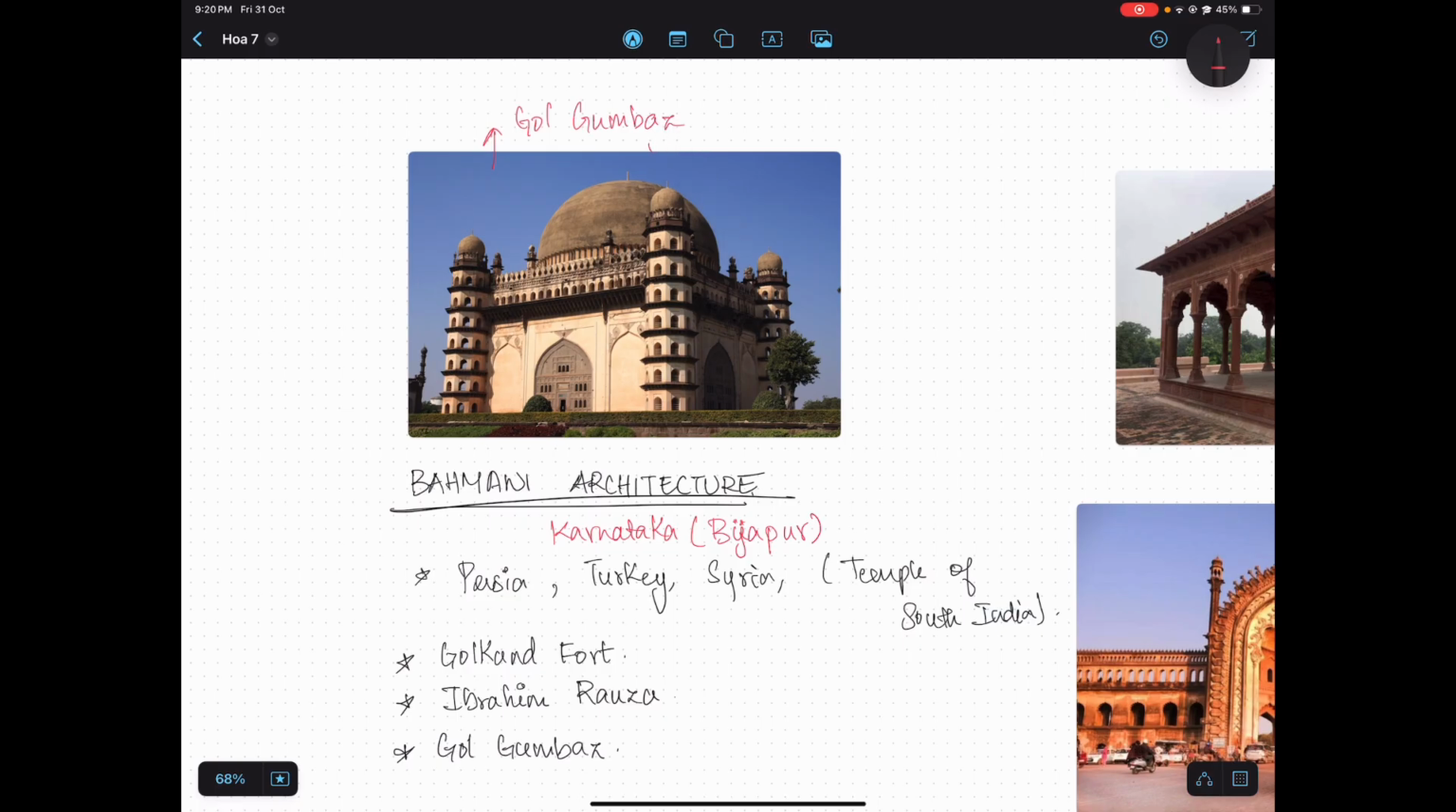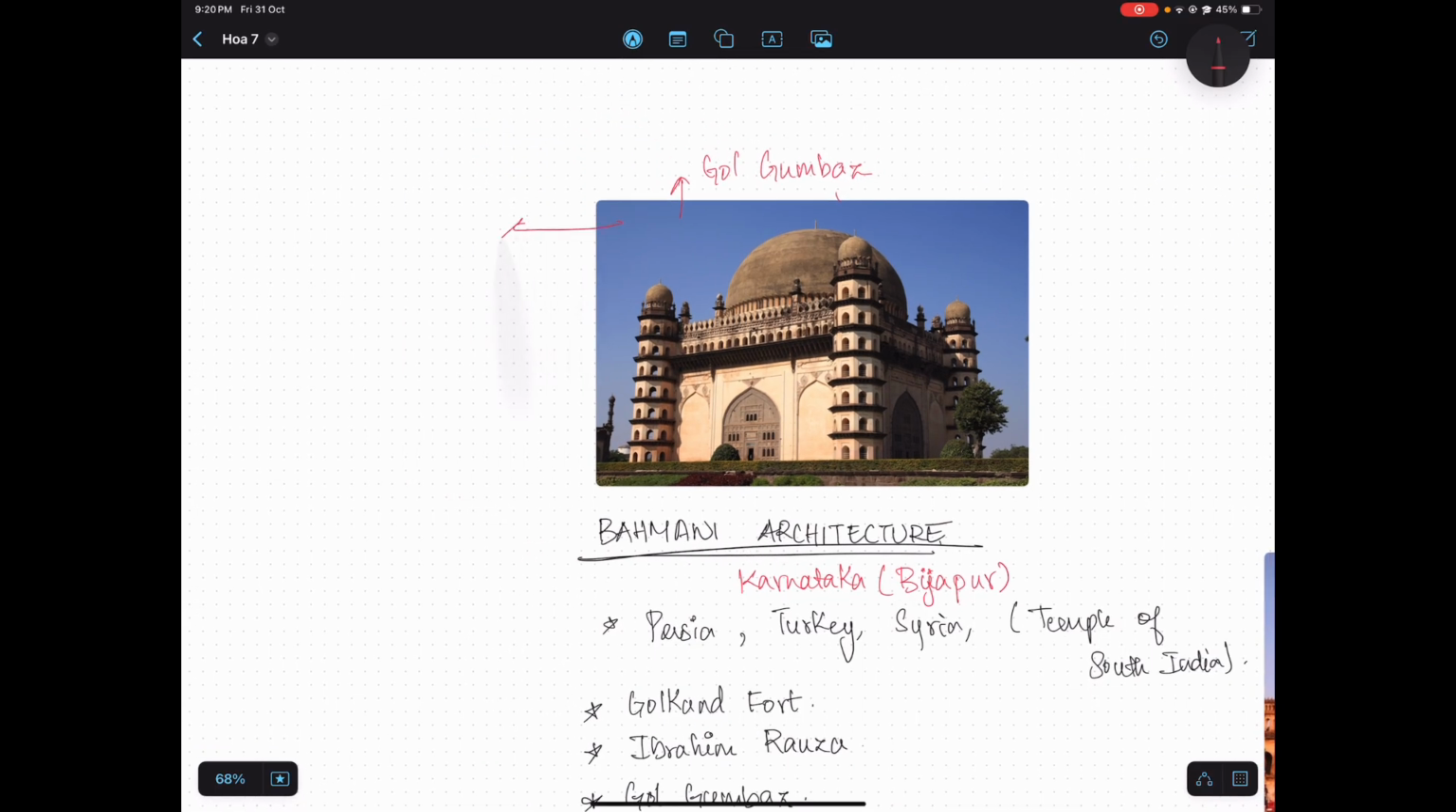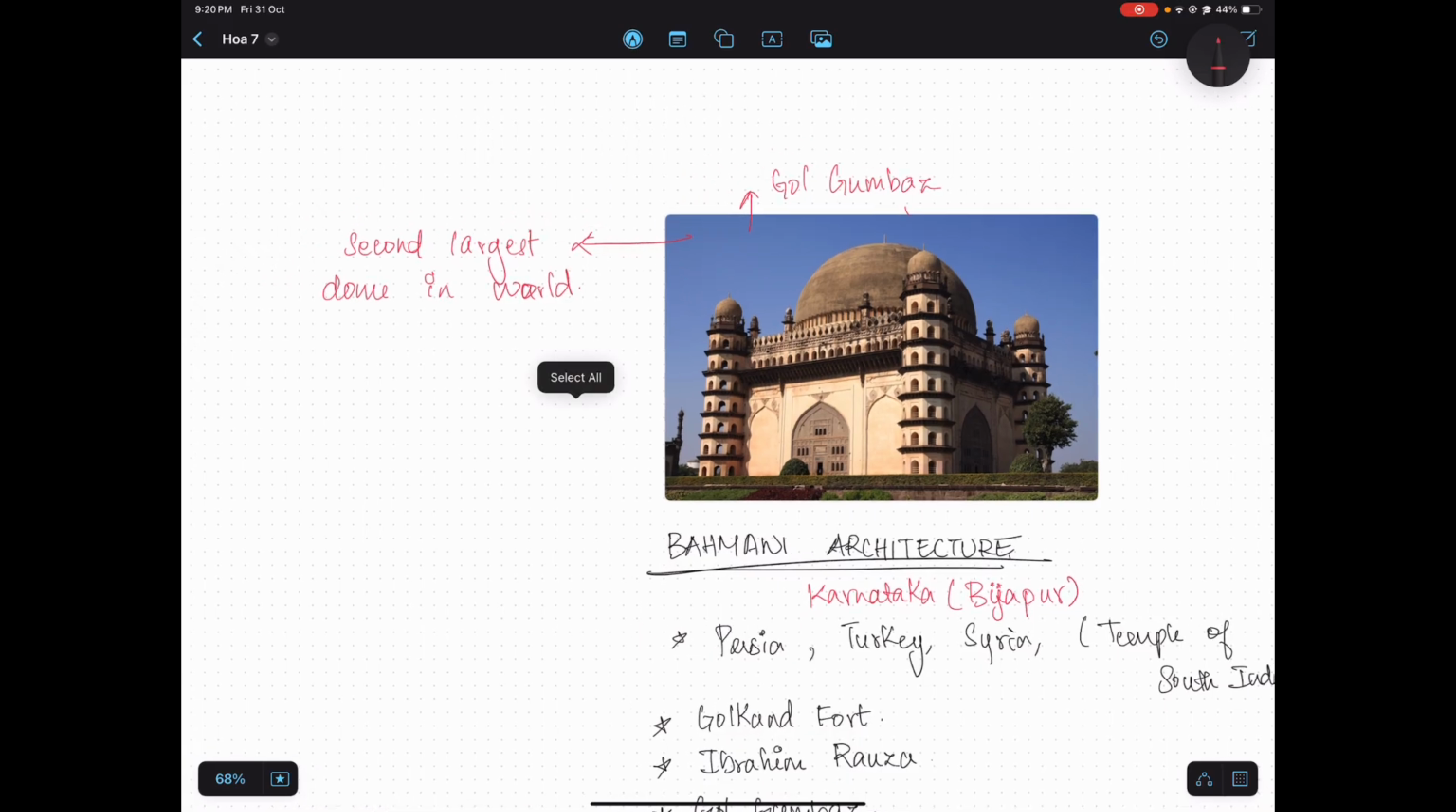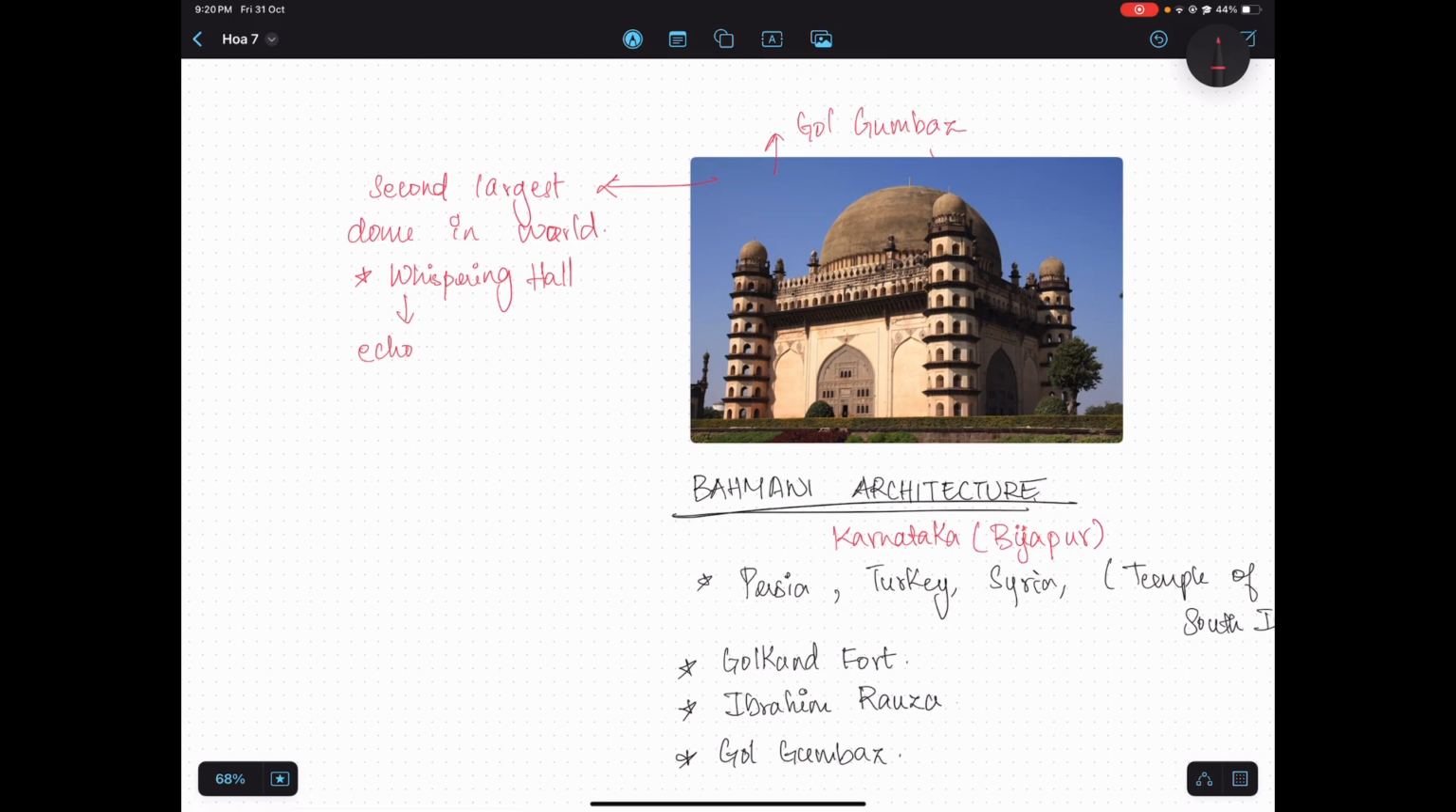This is Gol Gumbaj, and the dome is the second largest in the world, the first largest being St. Peter's Dome. It has a space called the Whispering Hall just below the dome, and it is known for its excellent echo.